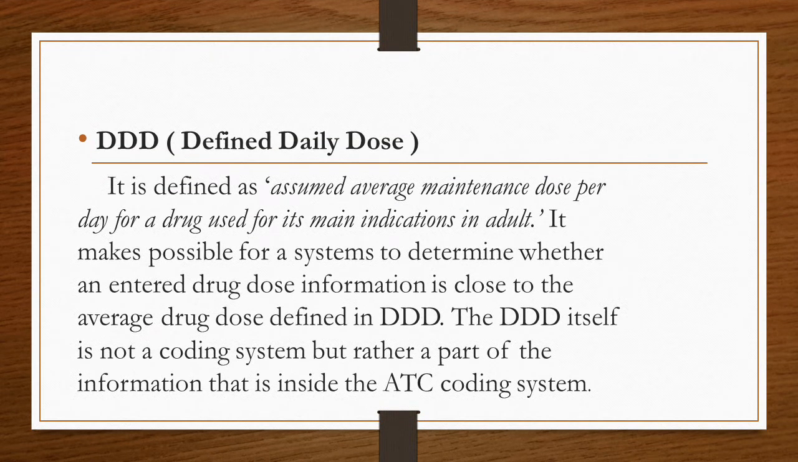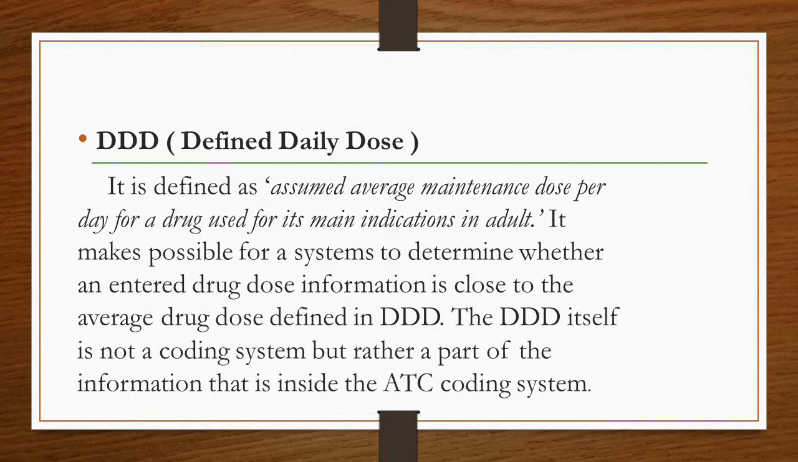Next is DDD, or defined daily dose. It is defined as the assumed average maintenance dose per day for a drug used for its main indication in adults. It makes it possible for systems to determine whether entered drug dose information is close to the average drug dose defined in the DDD. The DDD itself is not a coding system but rather a part of the information that is inside the ATC coding system.